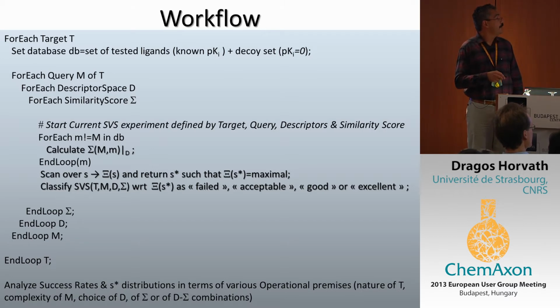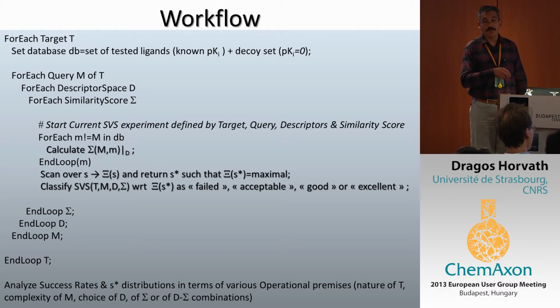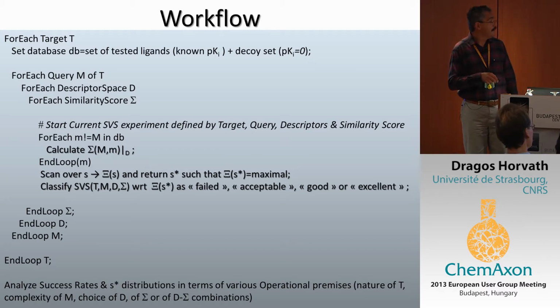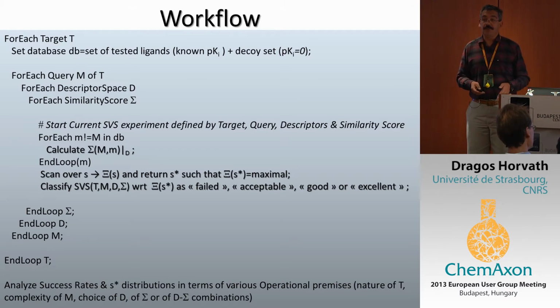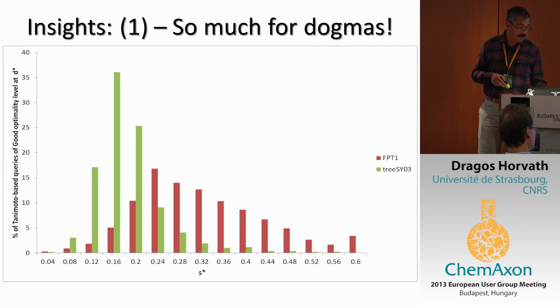For each target, we set the database to the set of known actives plus decoys. We took each query, each descriptor space, each similarity score. We calculated the similarity scores. We did this scan over the cutoff range and found S optimum. And then, according to the ascertained optimality criterion, we decided whether this virtual screening was a failure, unacceptable, or a great success. Well, we just binned it by several values. And we made some analysis.